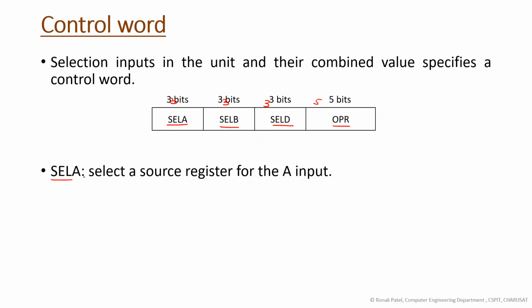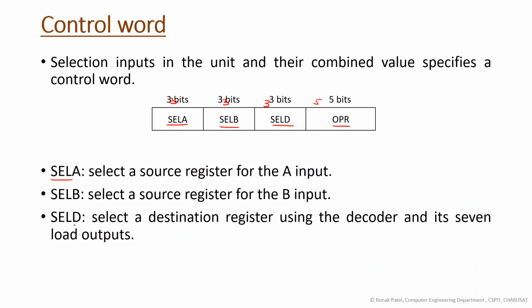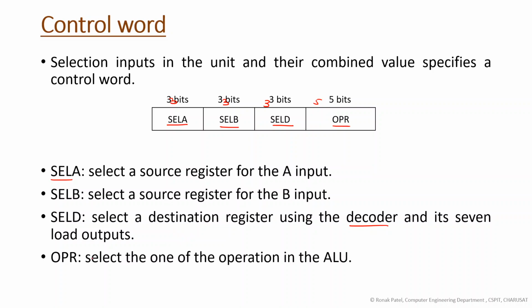So what will cell A do? It selects a source register for the A input. What will B do? It selects a source register for the B input. Select D selects the destination register using the decoder and its 7 load outputs, right? So this selection D is given to the decoder only. The 7 load outputs are given as an input to the register. Then your OPR selects one of the operations in the ALU.